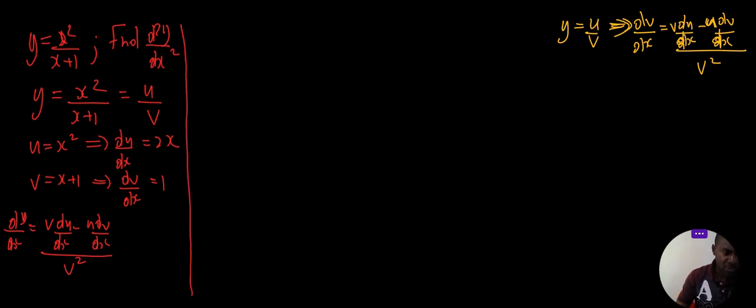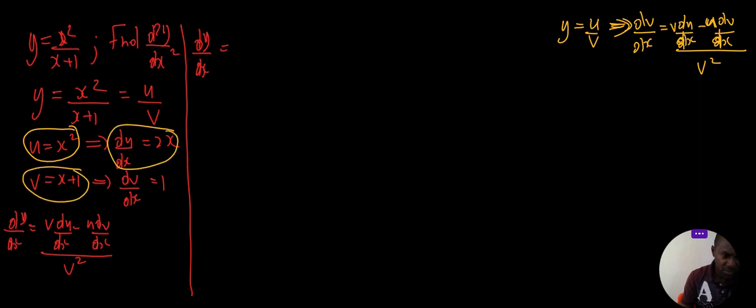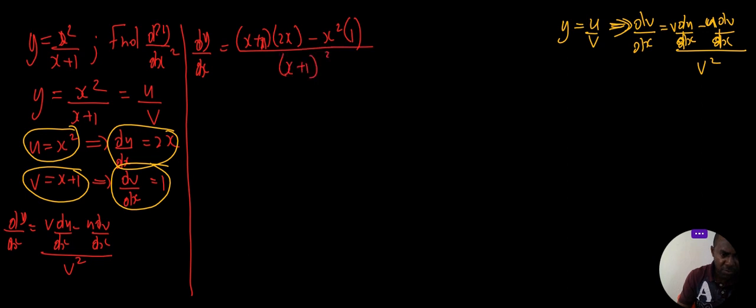Right, so we continue. Therefore we get that dy by dx is equal to, let's just highlight them: u is equal to x squared, du by dx is equal to 2x, and v is equal to x plus 1, and so on. So what we're looking for here now is v du by dx. This is x plus 1 times 2x, minus u, which is x squared, times dv by dx, which is 1. And this is all over x plus 1 squared.